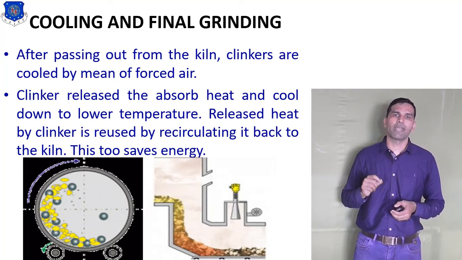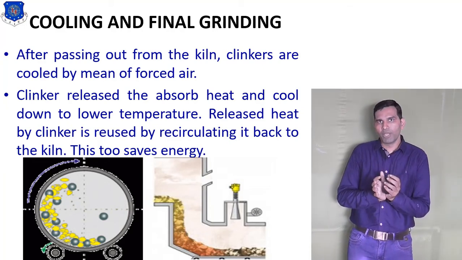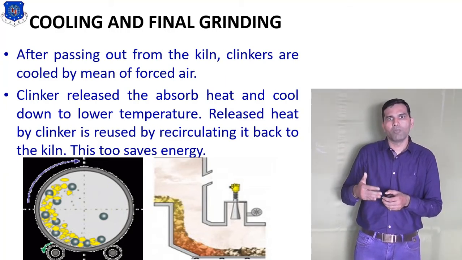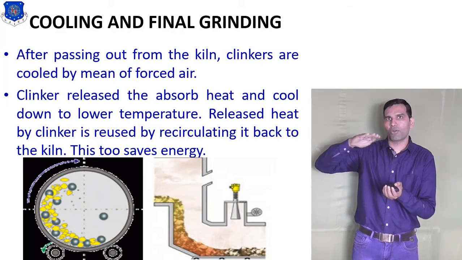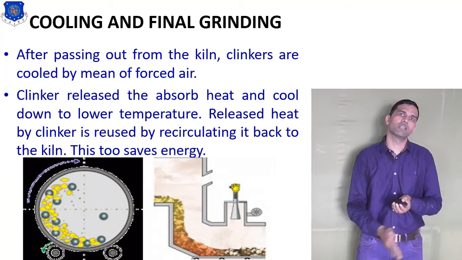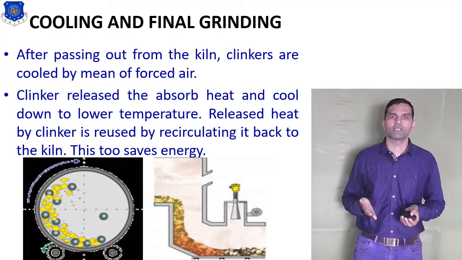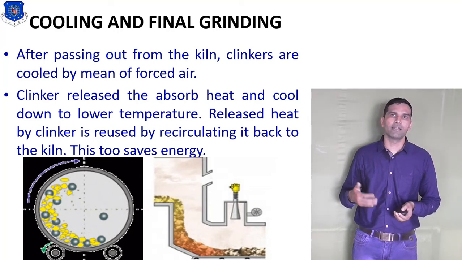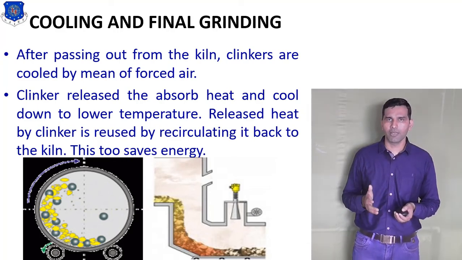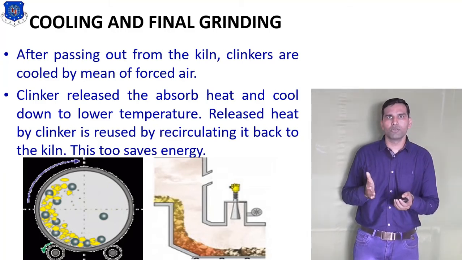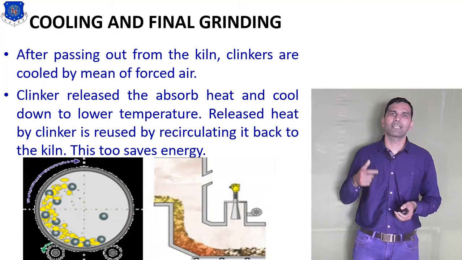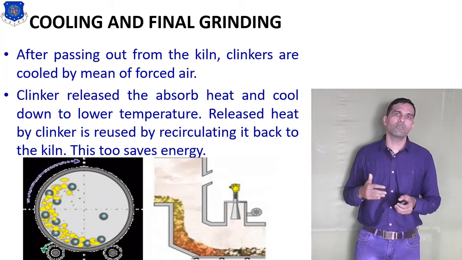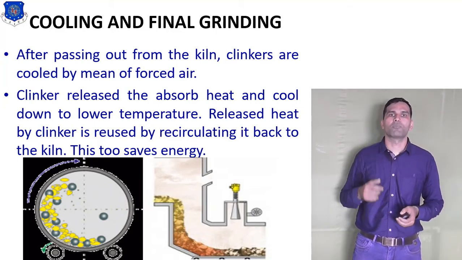This too saves energy. That means we use this heat released by the clinker in the further process, by reusing this cycle in the kiln process. So we can make an energy efficient plant. Here this cooling process is used to decrease the temperature of the clinker. Heat transmission is used, and by using this process we can decrease the temperature of the clinker.